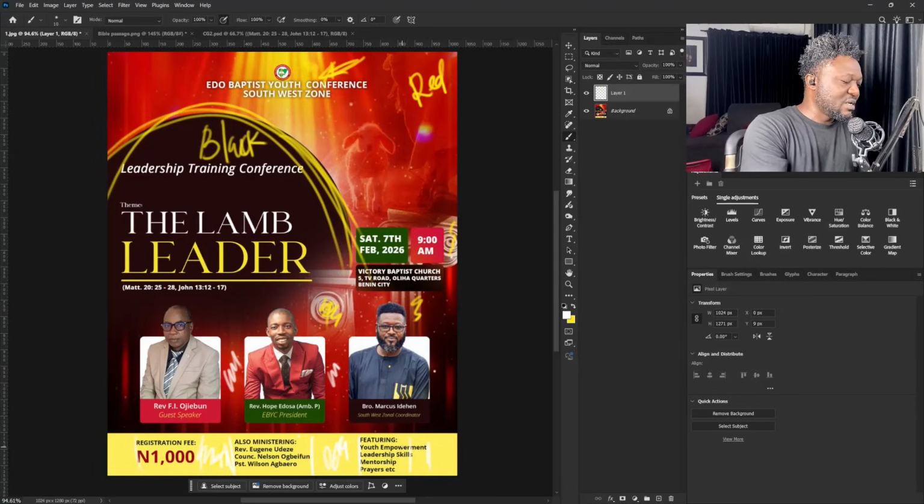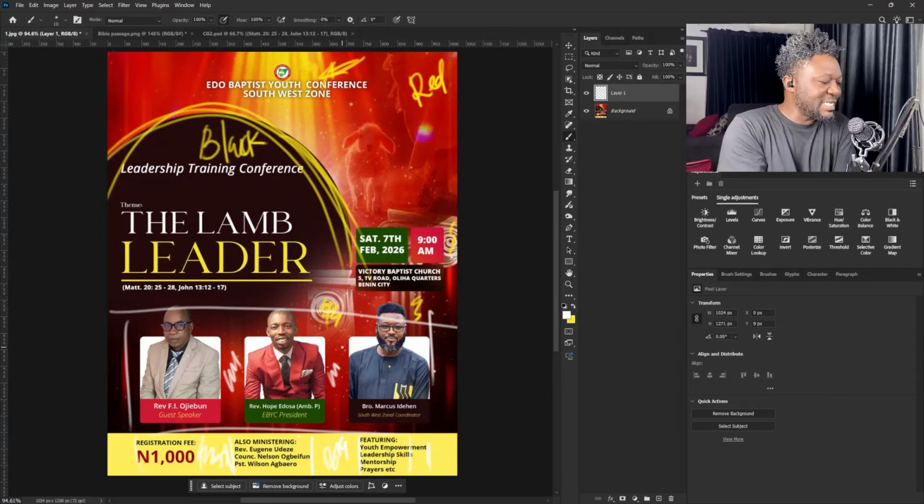These people are supposed to be close to each other because they are the speakers. So the way you added this huge space between them here is not okay. And these are the things that mostly affect our design projects.